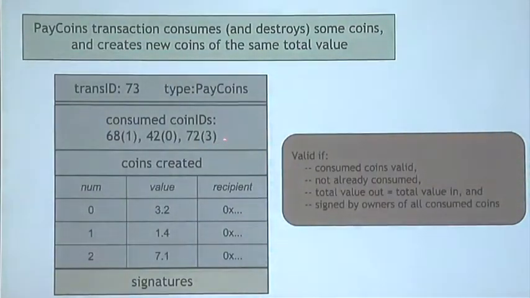So we're going to add up the value of all of those coins, and then we're going to create a bunch of new coins, down here 0, 1, and 2, etc., just like before in the create coins transaction. Each one has a value. Each one will belong to a certain recipient. And those new coins had better add up to the same total value as the coins that we consumed.